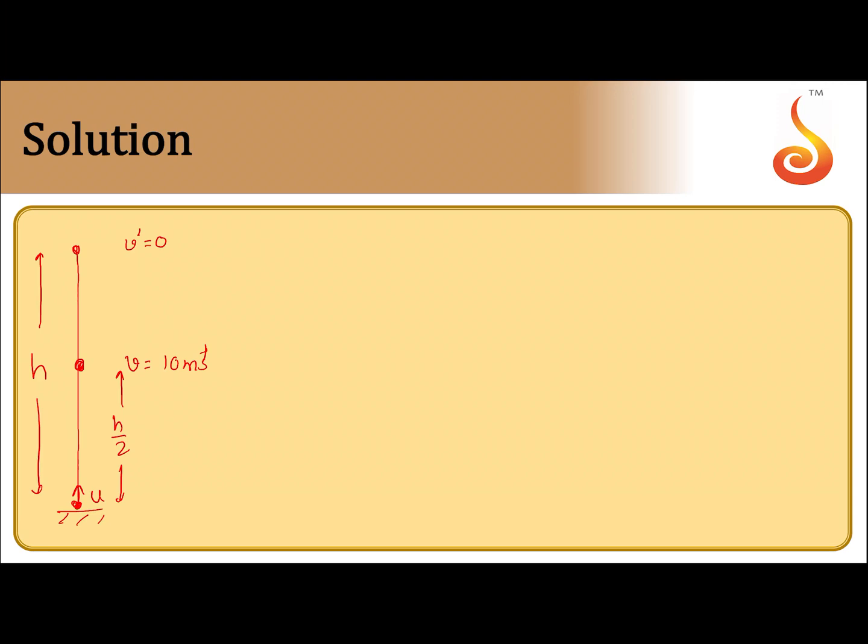So, I will consider two intervals. This interval, I will call interval 1, that means from point A to point B. So, for A to B, I will use the third equation of motion, v square is equal to u square plus 2as. V is 10. So, 10 square is equal to u square plus 2 into minus g into h by 2. This is our equation number 1.